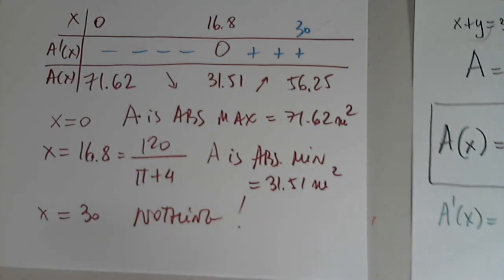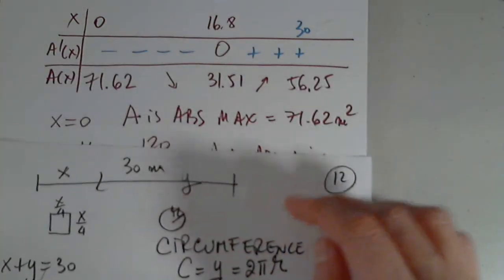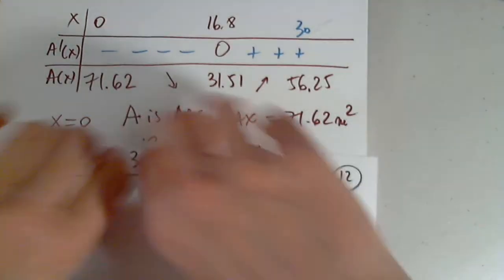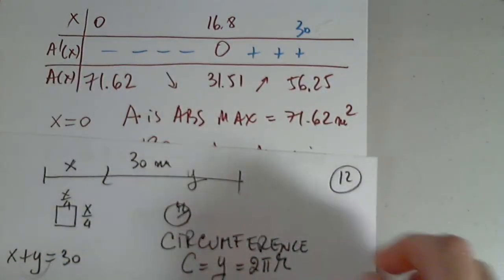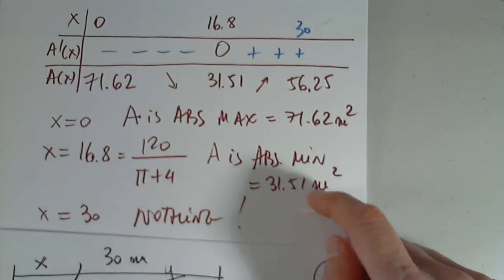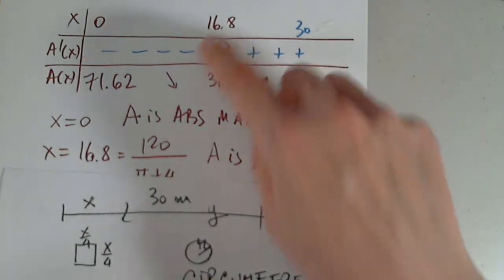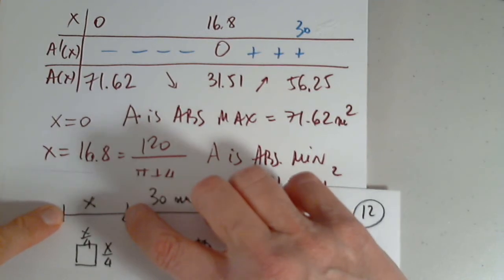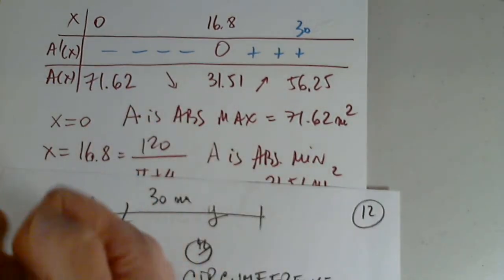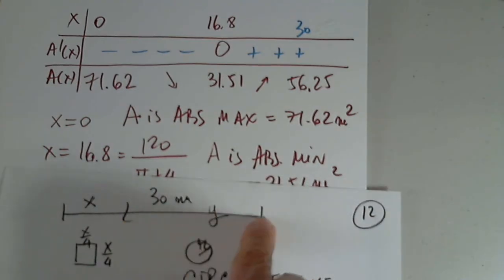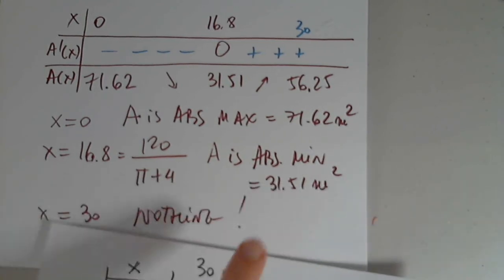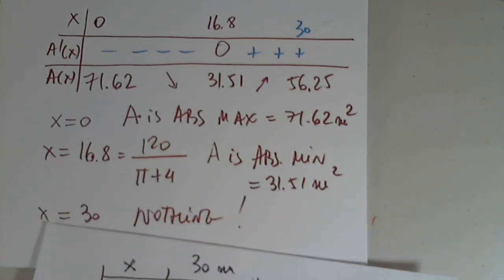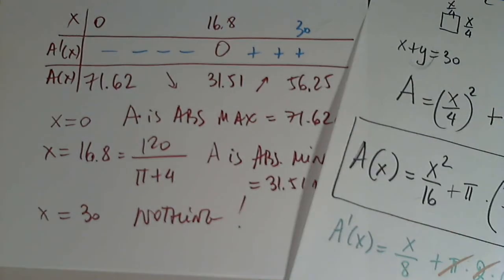So the conclusion is the absolute maximum area is when we use everything for the circle and nothing for the square. For the minimum possible area, we are using 16.8 in length to bend it into a square, and the rest of 13.2 to bend it into a circle, and the area will be absolute minimum. Very nice problem. I thought we did something similar, but not with these numbers.